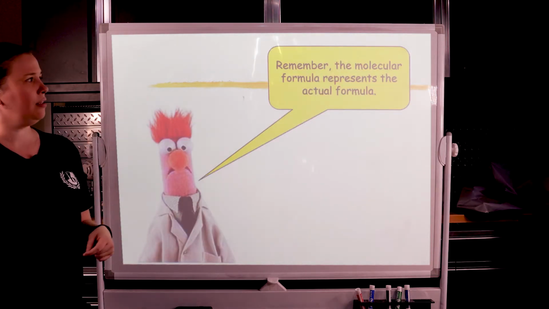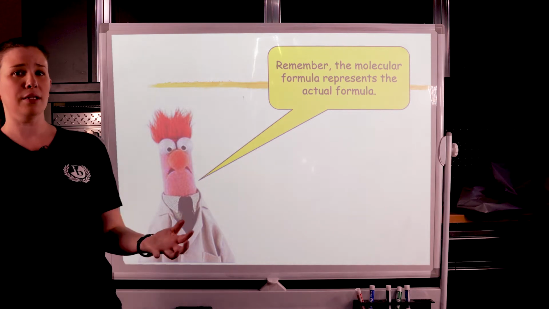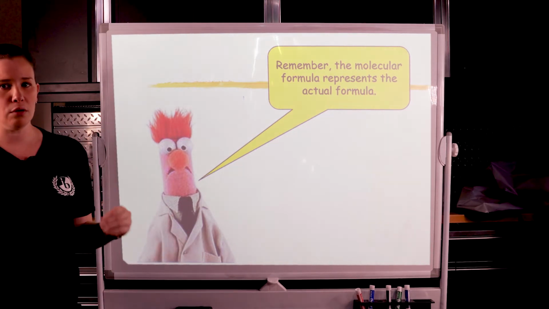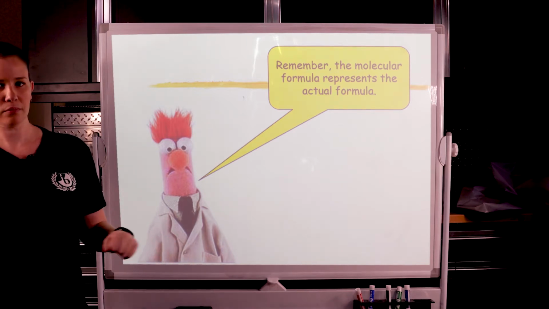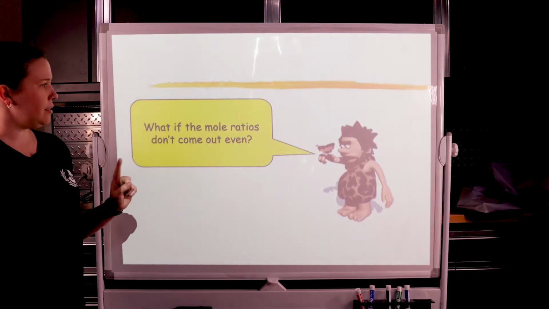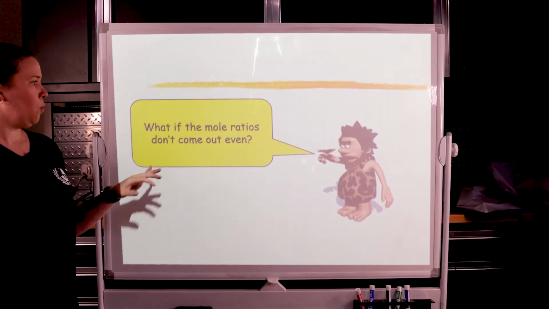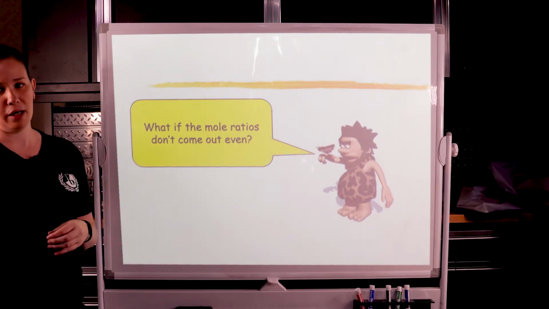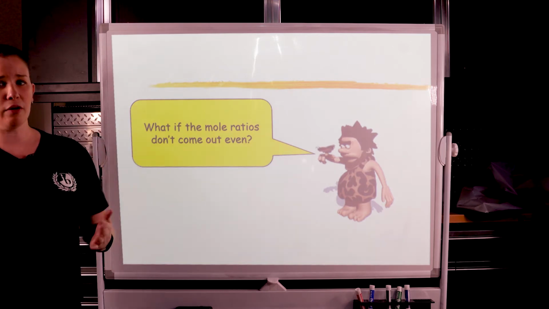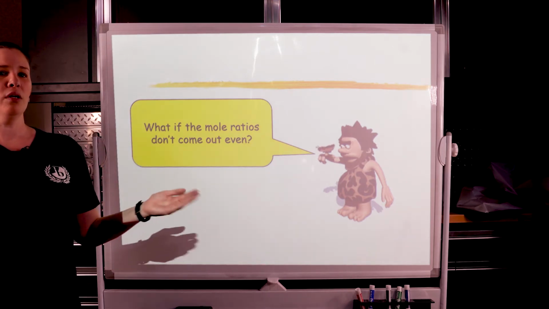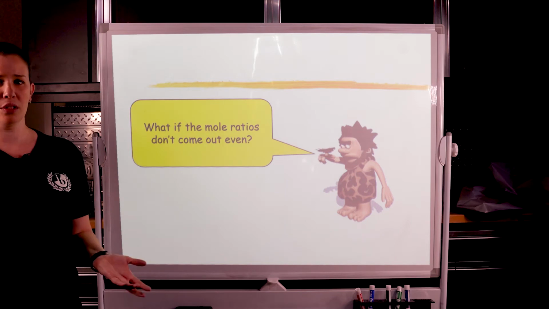Pretty nifty trick. The molecular formula is what really exists, but you have to start with the empirical formula to get the ratio and then compare the molar masses. All right, one last hiccup that might come up here. What if the mole ratios don't come out even? Before, when we were dividing by the smallest moles, we were very, very close to whole numbers. But what if we're not so close? What should we do then?